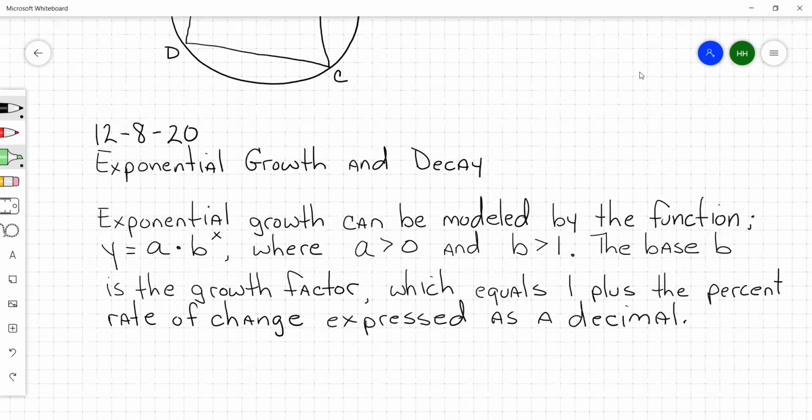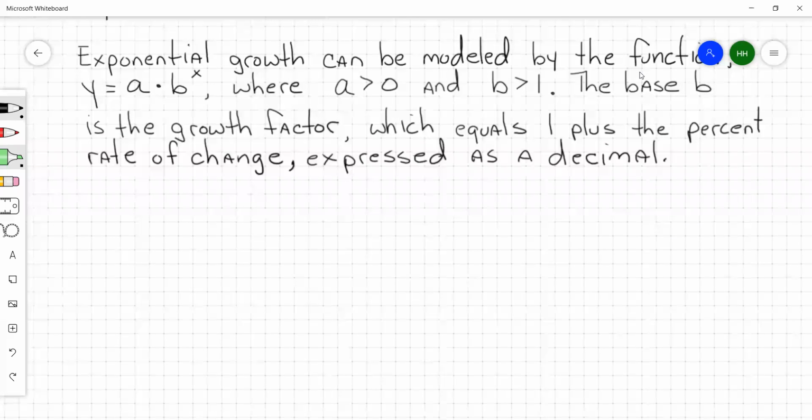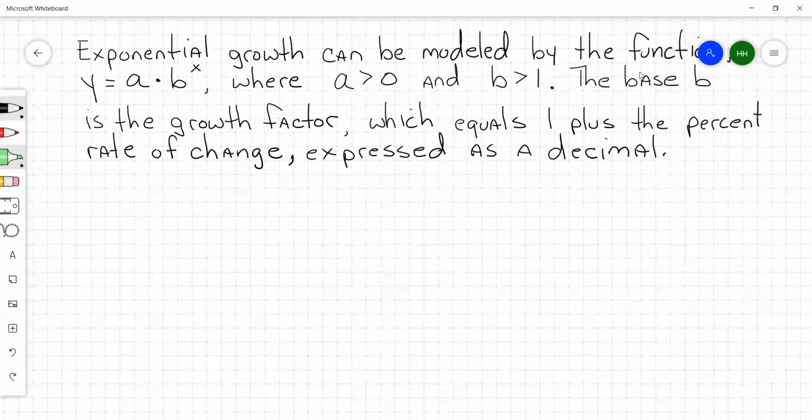All right, exponential growth can be modeled by the function y is equal to a times b raised to the x power, where a is greater than 0 and b is greater than 1. The base b is the growth factor, which equals 1 plus, this part's real important, the percent rate of change expressed as a decimal. All right, so here's the algebra terminology of this exponential growth.